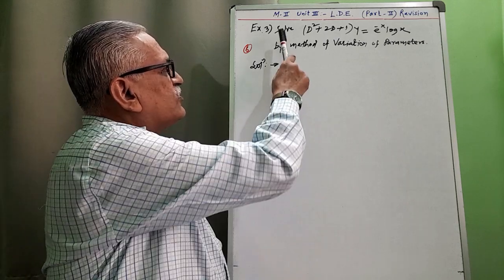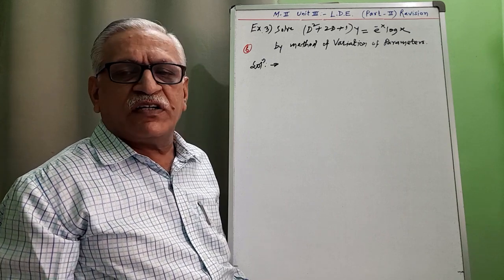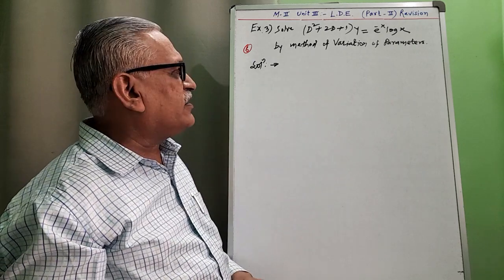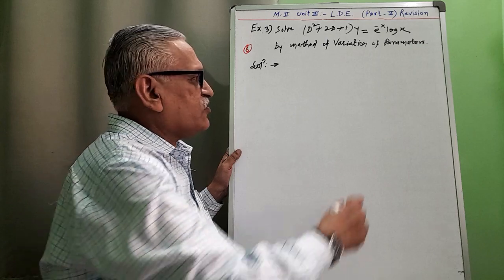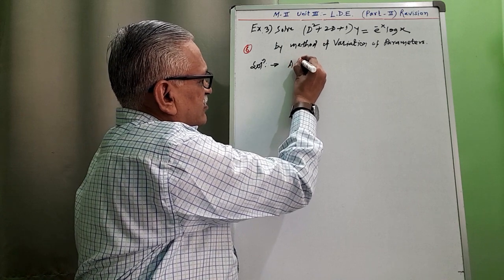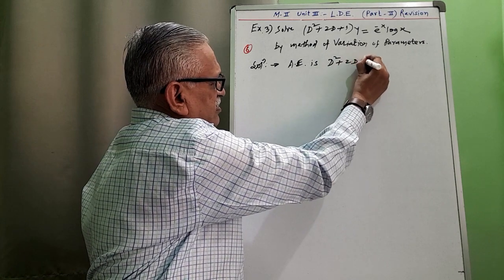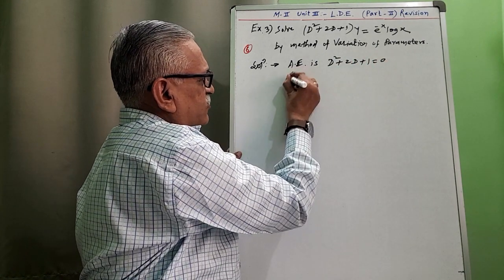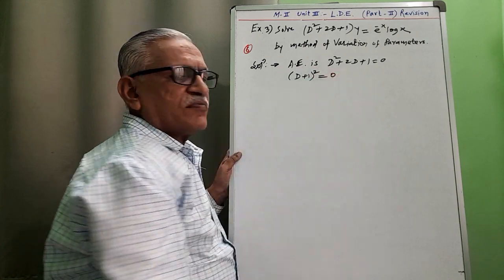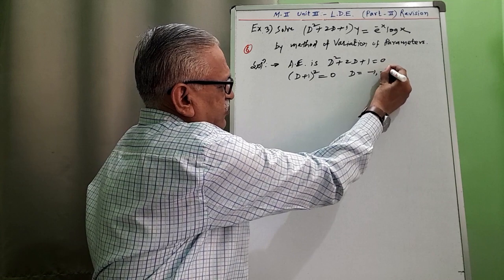Last example, solve differential equation (D square plus 2D plus 1) y is equal to e raised to minus x into log of x by method of variation of parameter. And as we require to solve it by method of variation of parameter, we try to apply the technique. Auxiliary equation is here, D square plus 2D plus 1 equals 0. It is perfect square of (D plus 1), roots are D equal to minus 1 and minus 1.